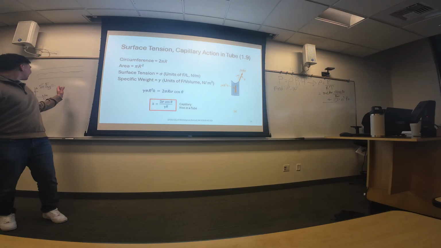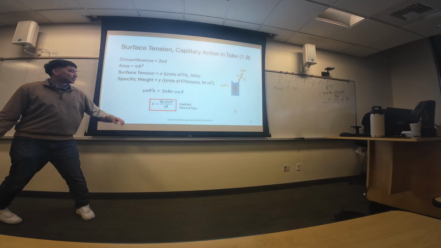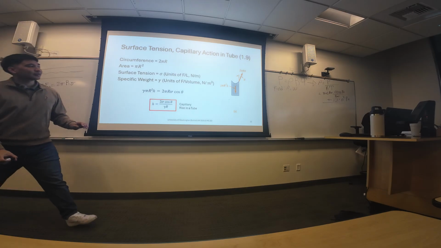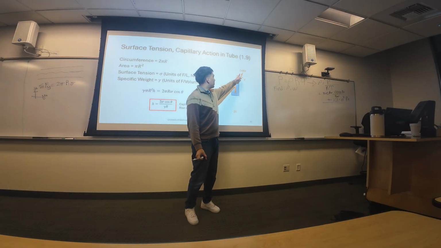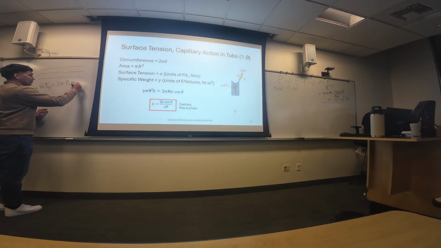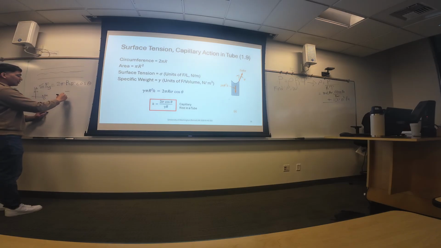So if I had the sum of forces in y, I'm going to have this going up, 2 pi r sigma. Where does the cosine come from? It's opposite over hypotenuse, your favorite SOHCAHTOA, right? So that's where that cosine theta is, minus your gamma pi r squared h.